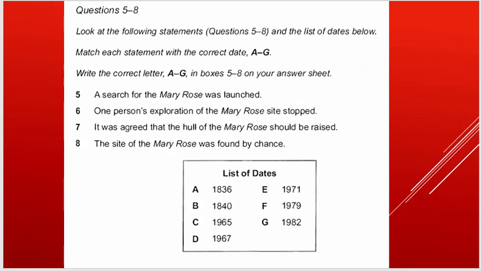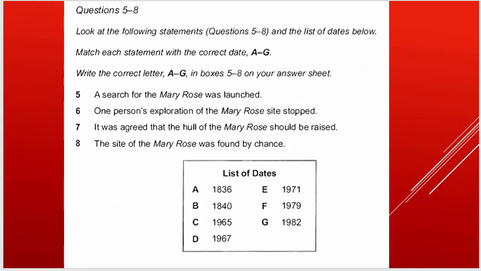I'm helping you with what sort of synonyms you can expect. Okay, seventh one. It was agreed. Now this is an important point. It was agreed. That means maybe some discussions happened and those discussions proved to be fruitful.